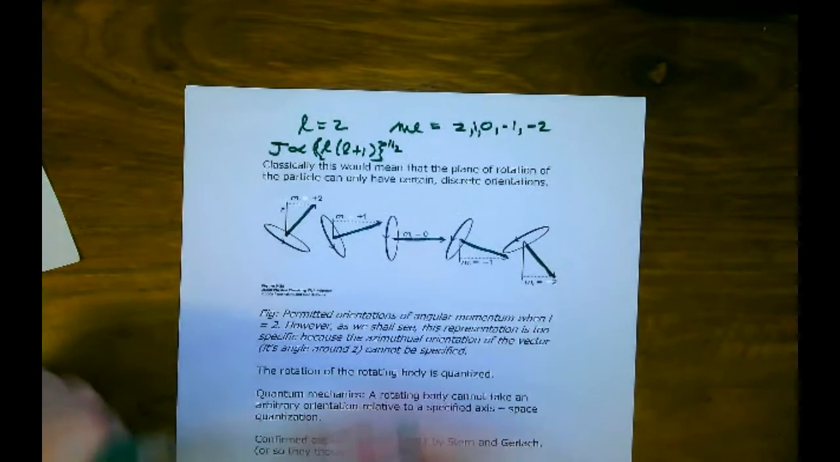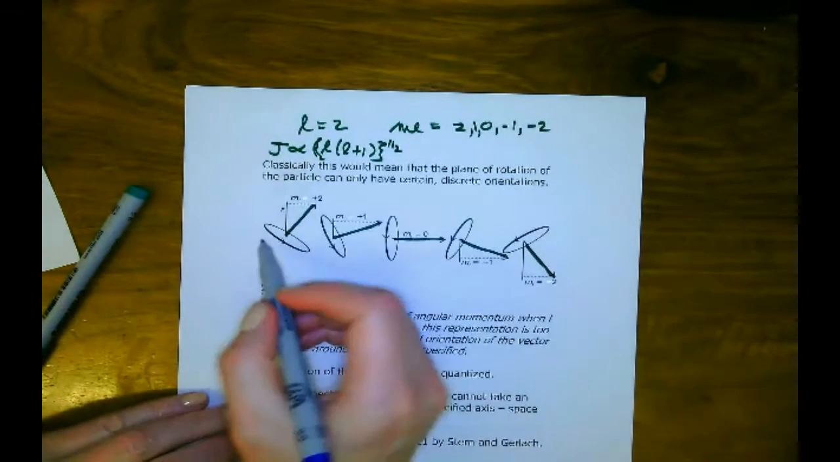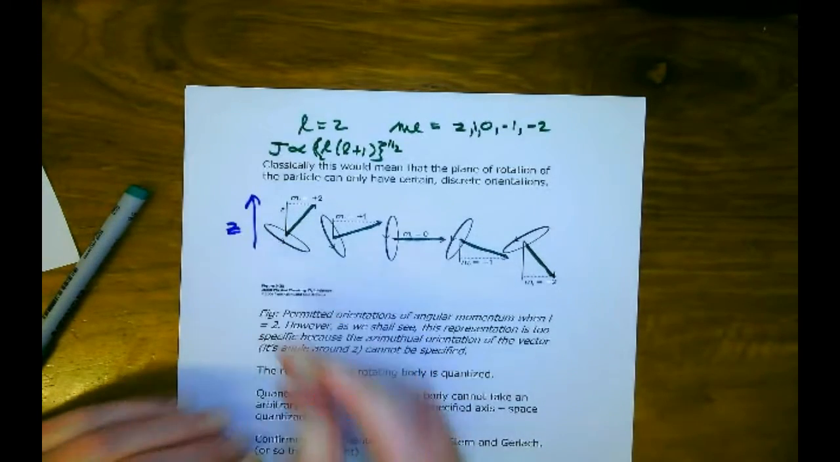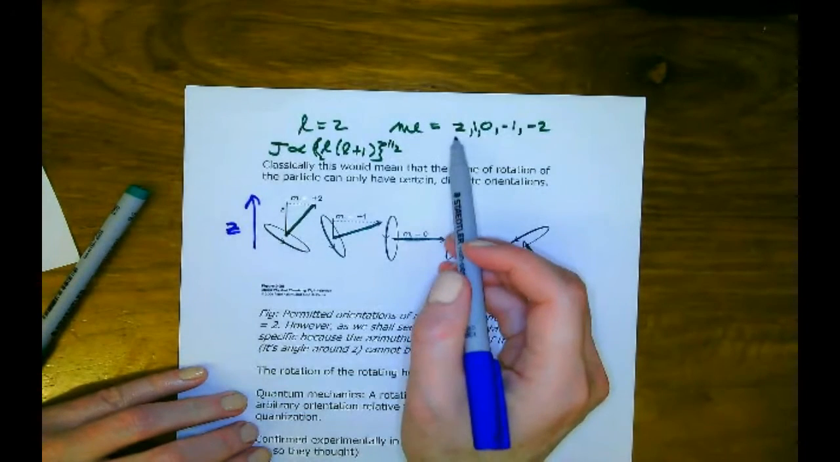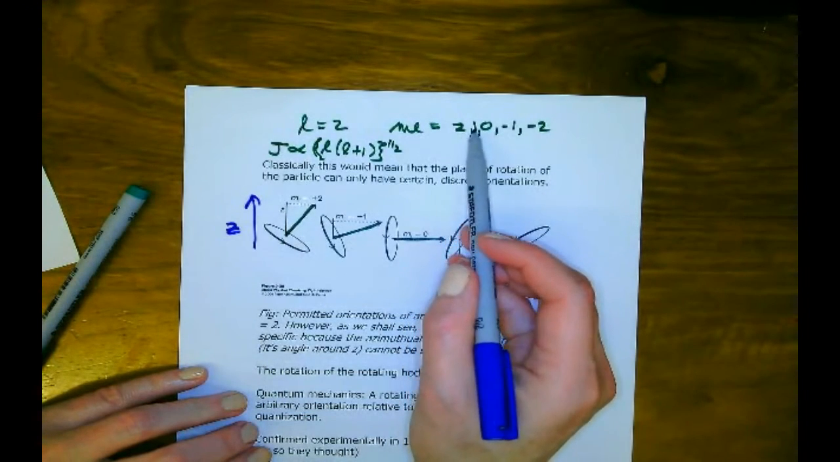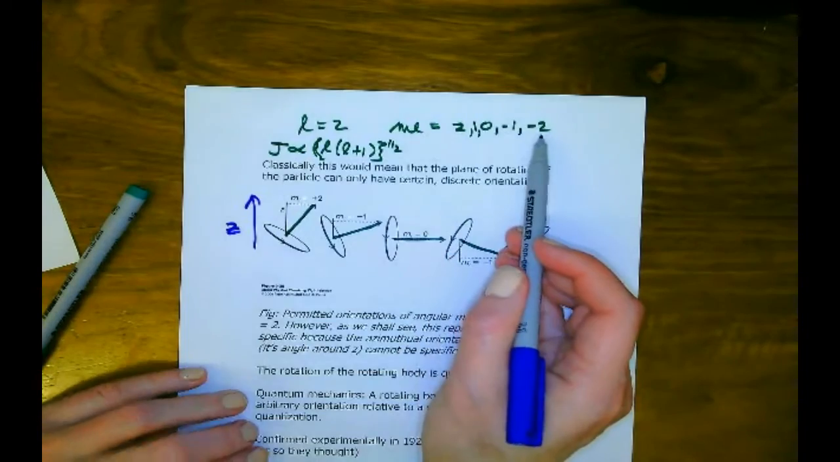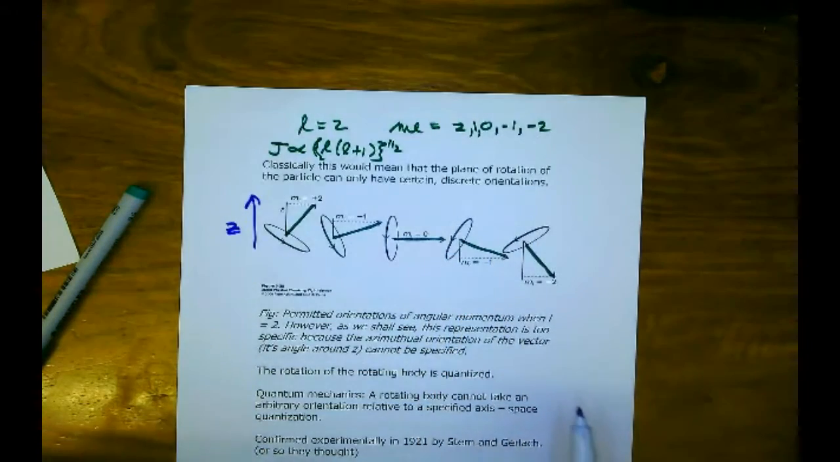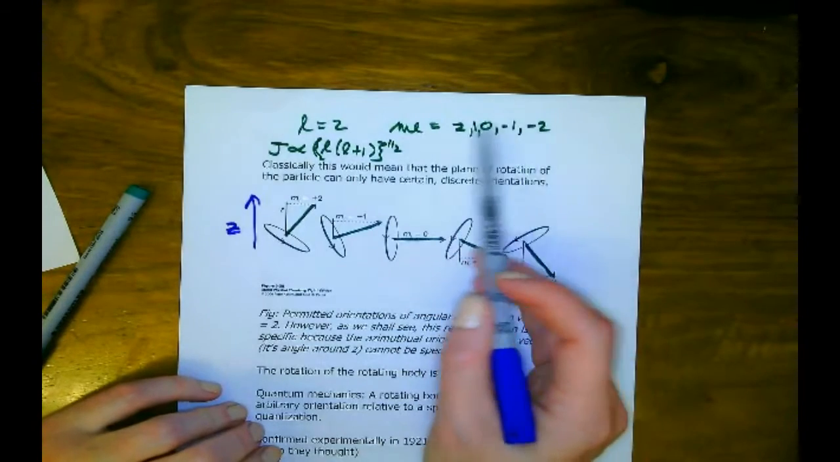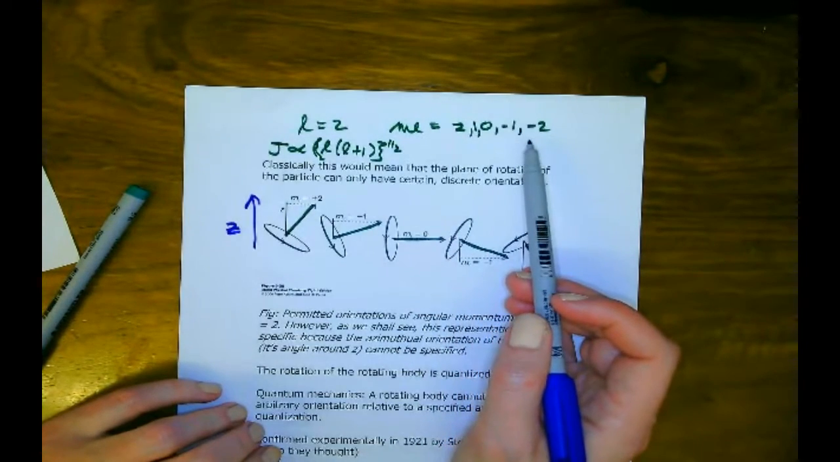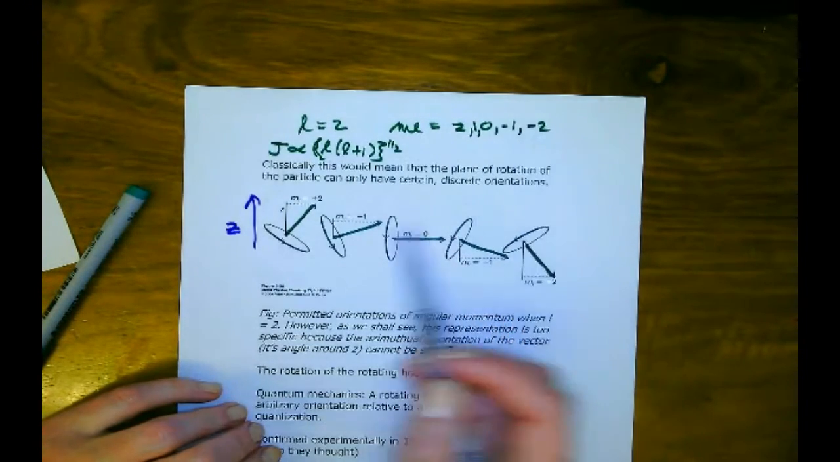However, the projection of J on the z-axis, now remember the z-axis is in that direction, must be equal to ml. So the projection must be 2 or 1 or 0 or minus 1 or 2. And how do we change that projection? Or how do we get these values of m?